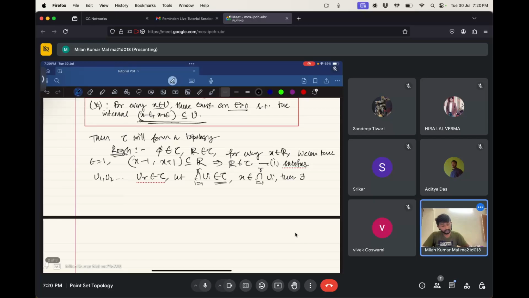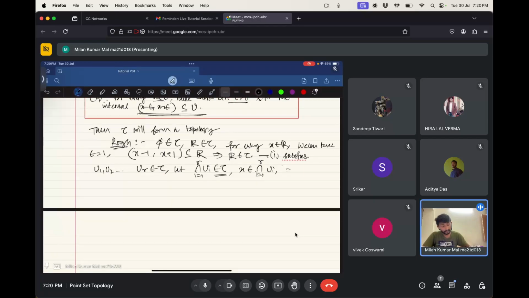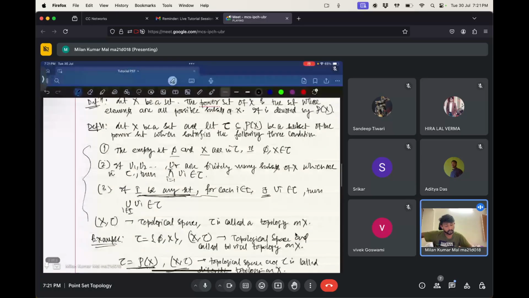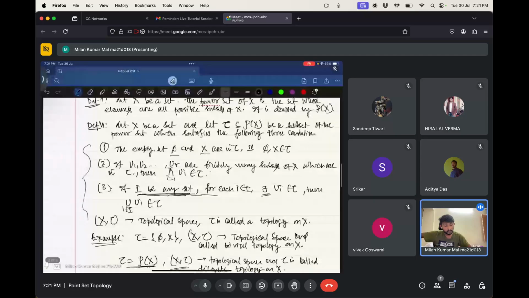So x belongs to ui for all i from 1 to r. That means there exists an epsilon i greater than 0 such that (x minus epsilon i, x plus epsilon i) is contained in ui. Now take epsilon equal to the minimum of epsilon 1, epsilon 2, ..., epsilon r. Note why we are taking a finite intersection, not an infinite intersection. Because if I take a finite intersection, then the minimum of epsilon 1, epsilon 2, ..., epsilon r will also always be greater than 0.